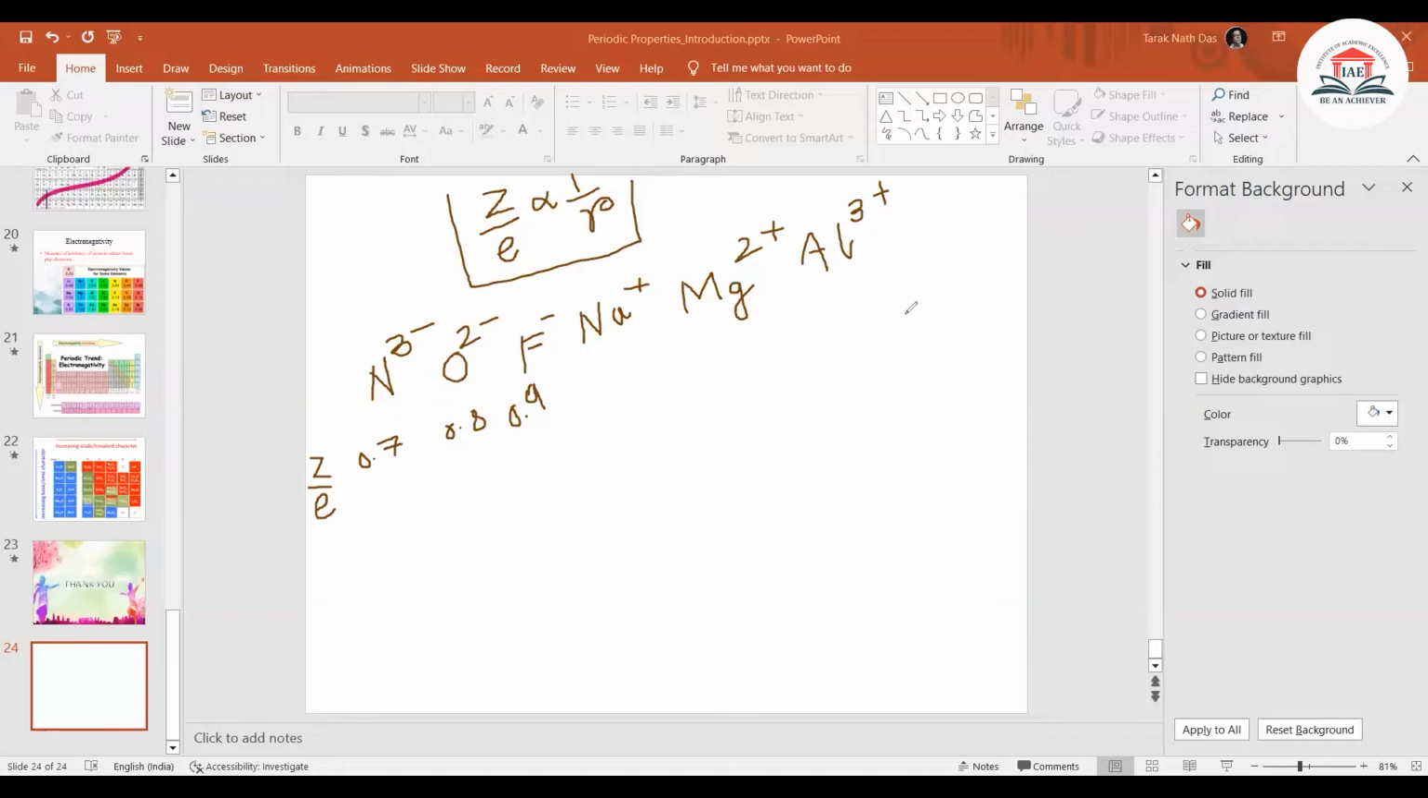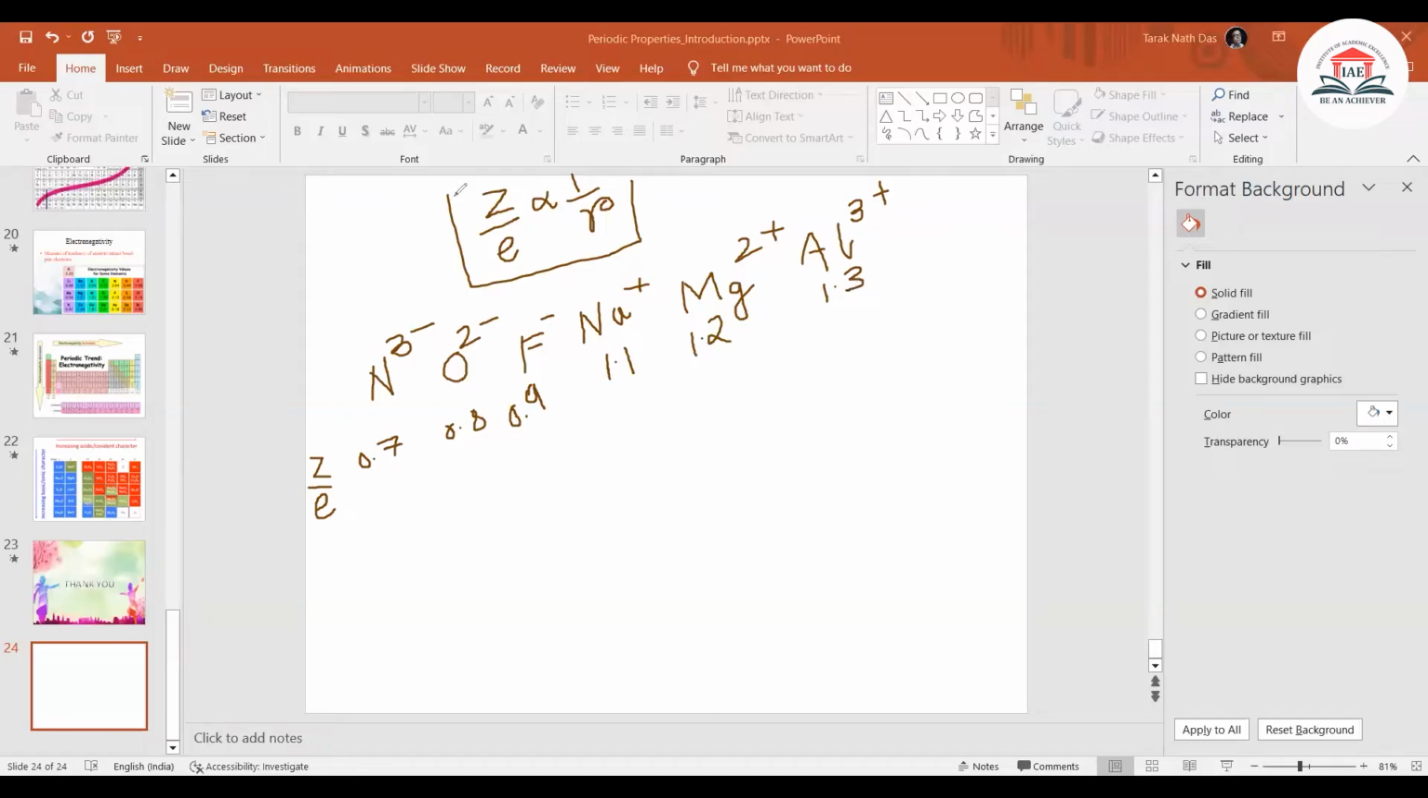So for F minus it is 0.9. For Na plus it will be what? 11 by 10, so it will be 1.1. For Mg2 plus it will be 1.2 and for Al3 plus it will be 1.3. I hope it is clear. So we are dividing the atomic number by the number of electrons.